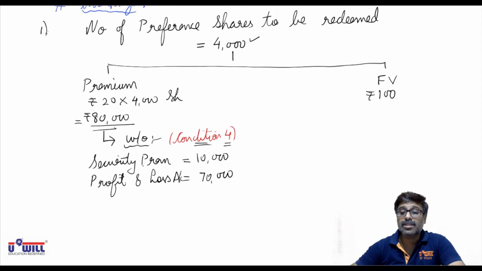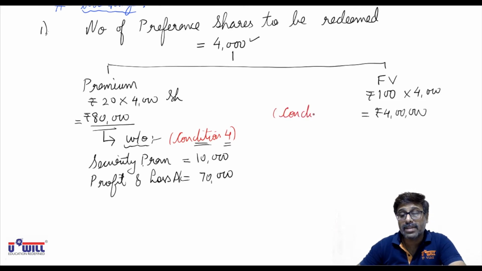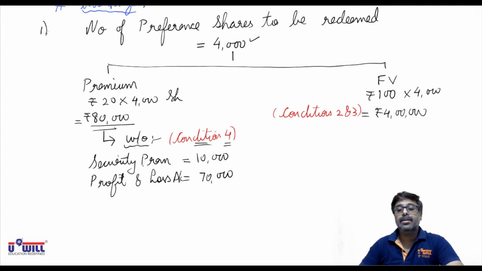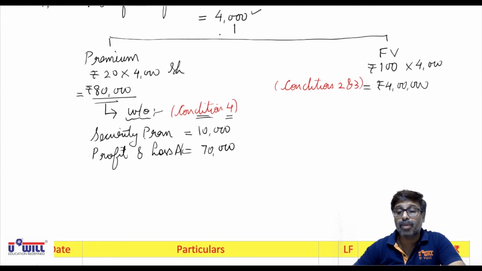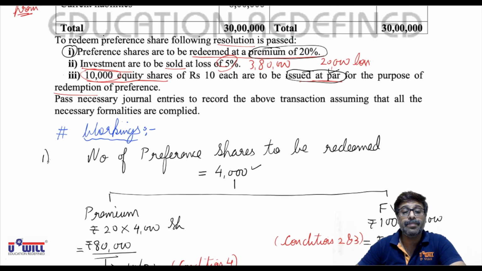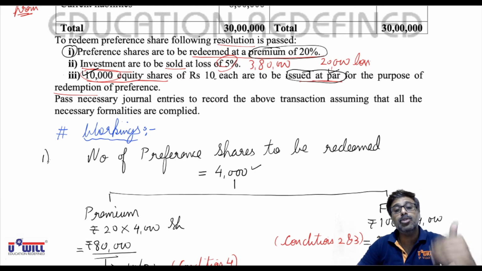Okay. Now face value. Rupees 100 into 4,000, 4 lakhs is the preference shares face value. Here you will always consider condition 2 and 3. As per condition 2, the preference shares can be redeemed out of profits of the company or proceeds of fresh issue of shares. Which one should we use first? For whichever item information is given, here you are already given 10,000 equity shares are issued at par, so we already know the proceeds of fresh issue of shares. We are going to get 10,000 into 10, 1 lakh. We will use that first. So the remaining amount we can take from profit and loss account.